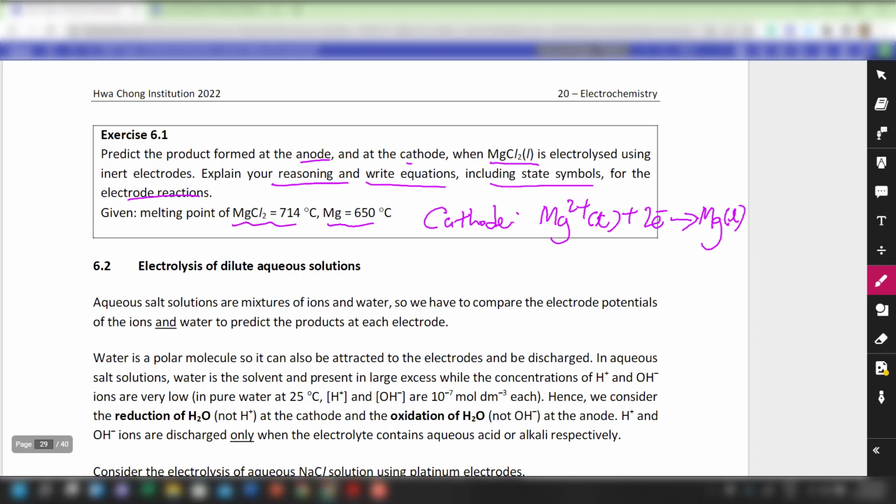And then at the anodes, I would expect the liquid chloride ions to lose electrons to produce chlorine gas. Chlorine is likely to be a gas. Of course, it has to be a gas because it's a gas even at room temperature, so at over 700 degrees Celsius, obviously it's a gas. And in the process, 2 electrons are given away.